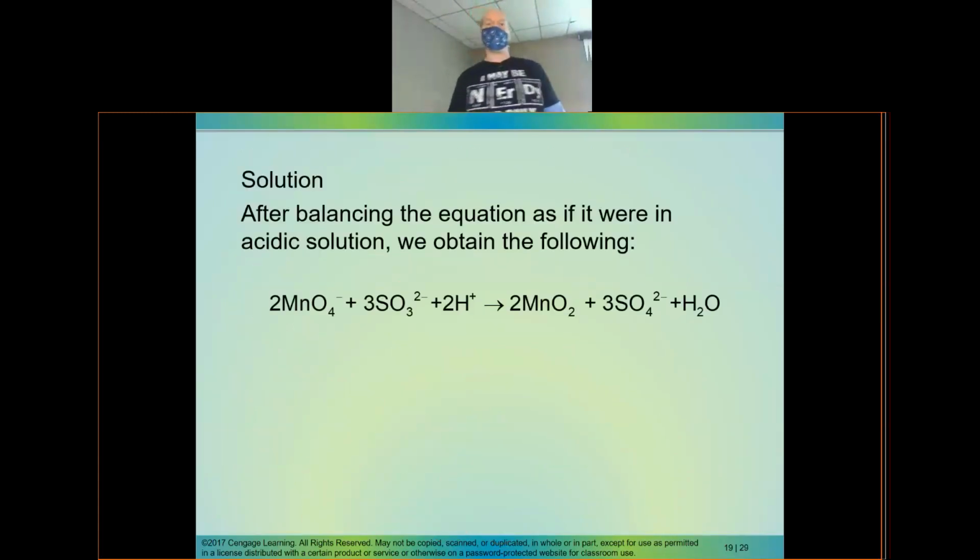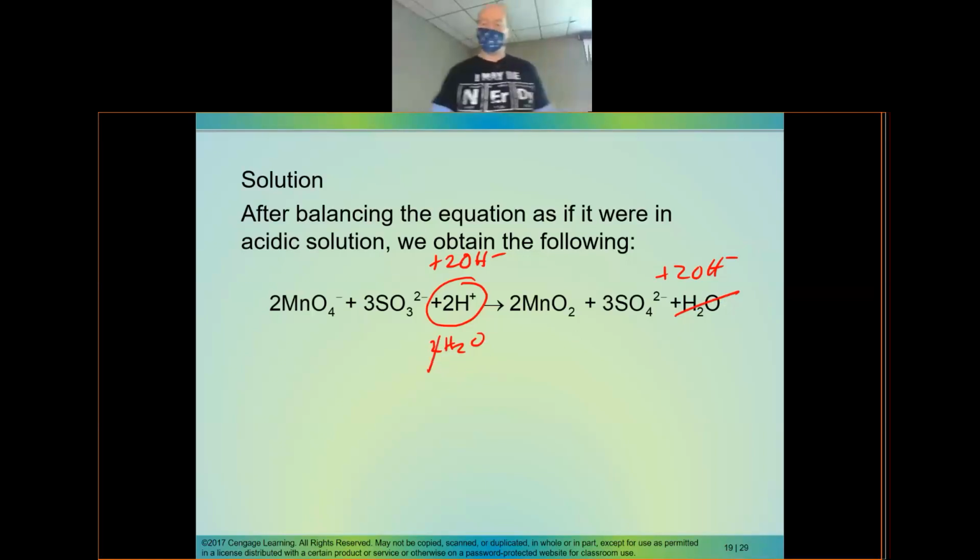All right, so they will go through the process, and when they're done, they get this as their answer. But the problem says that it is in base, and so what they do is they add 2 OH minuses to both sides. And then the 2 OH minuses with the 2 H plus add up to 2 H2Os, and then they subtract an H2O from both sides, and that's how they get their balanced reaction.